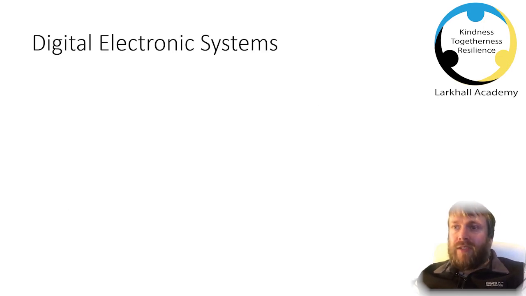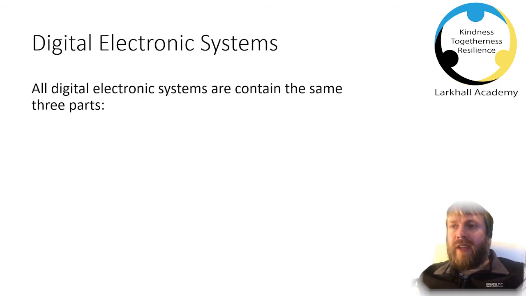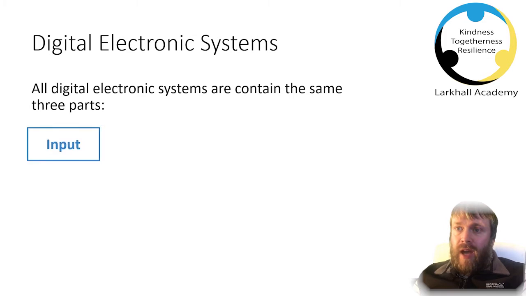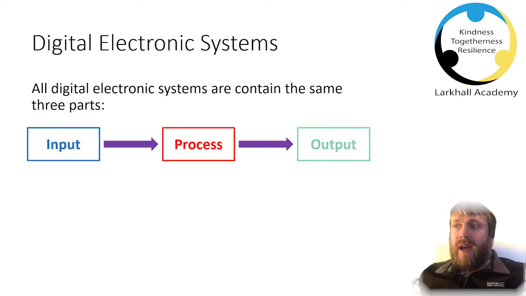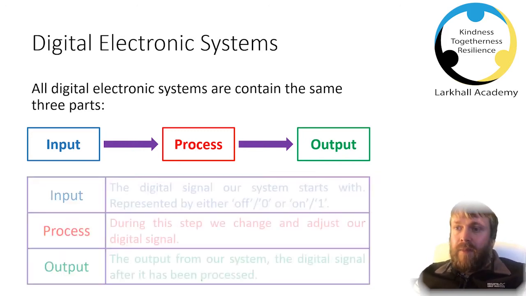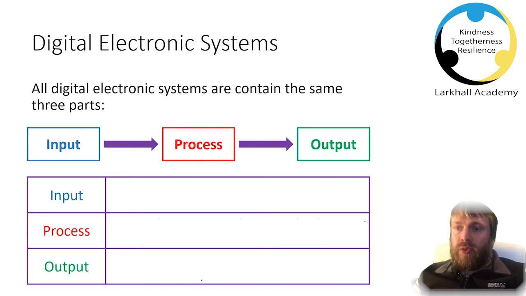So, digital electronic systems. All digital electronic systems contain the same three parts, so it's nice and easy to remember. First of all you've got your input, then of course you've got a process, and then you have your output. Every single digital electronic system that you come across will have all of these three steps. You need to have something coming in, some sort of process that's happening, and then of course your output at the end. So input, process and output.